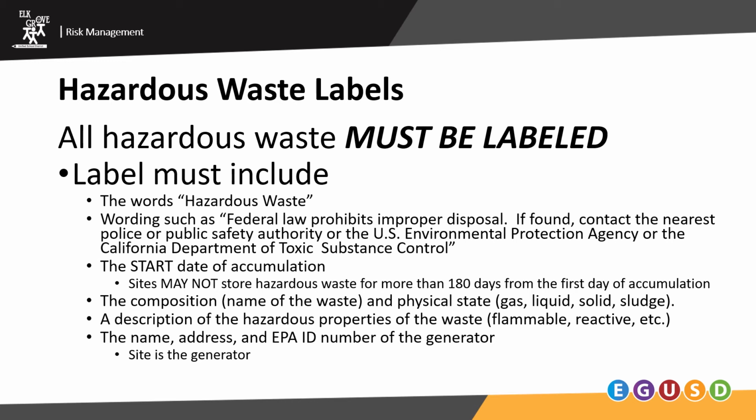Must include the start date of accumulation. Sites may not store hazardous waste for more than 180 days from the first day of accumulation. The composition, name of waste, and physical state: gas, liquid, solid, sludge. A description of the hazardous properties of the waste: flammable, reactive, etc. The name, address, and EPA ID number of the generator. The site is the generator.